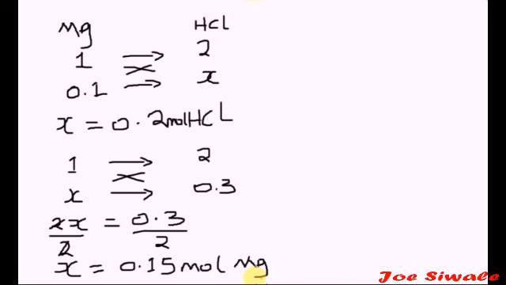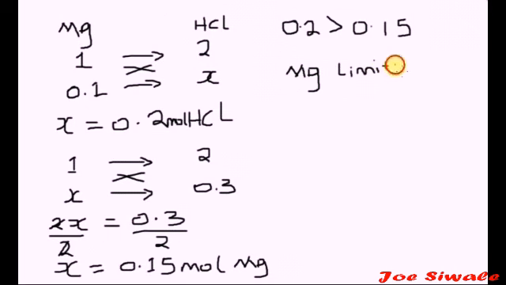of magnesium. So to compare these two, 0.2 mole of hydrochloric acid and 0.15 mole of magnesium, we can say 0.2 mole is greater than 0.15 mole. In this case, we can say magnesium is the limiting reactant.